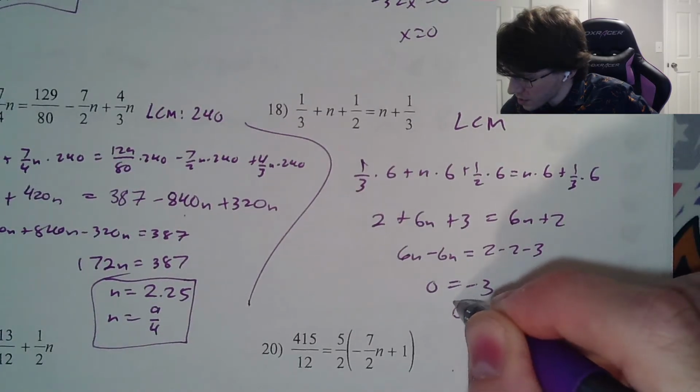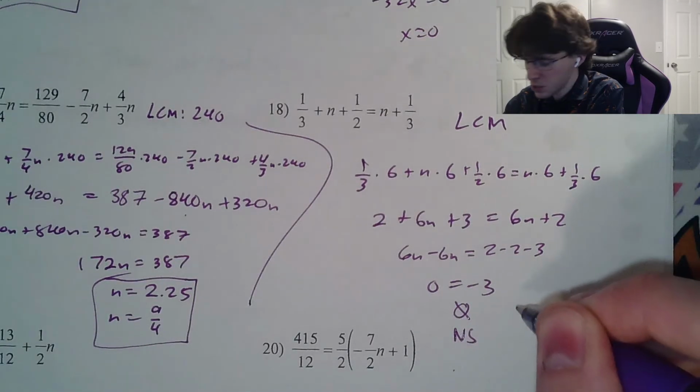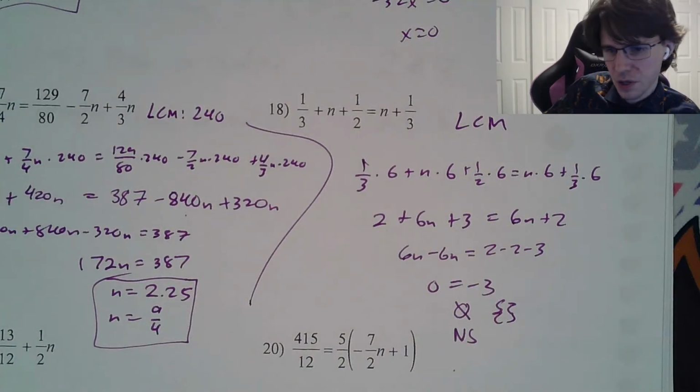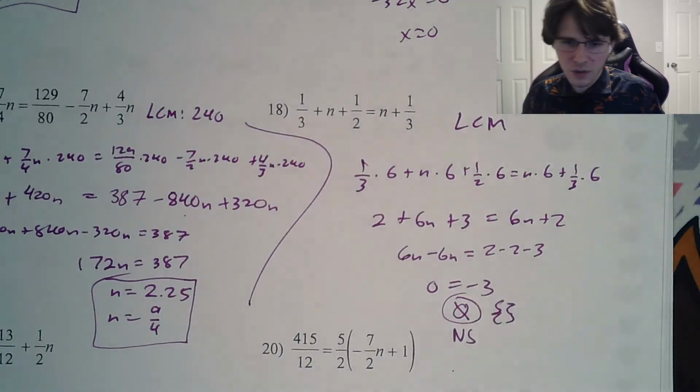The answer is the empty set, which you can write as that, or you can write NS for no solution, or the cute little curly bracket, double curly bracket there that has a meaning, no solution, but let's use that one. This is the shortest one right there.